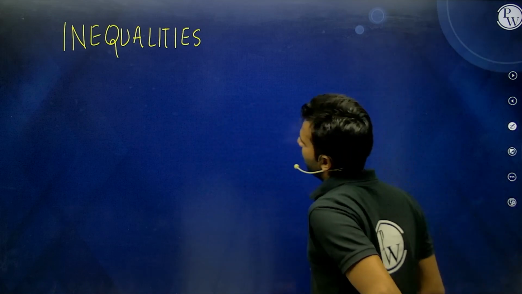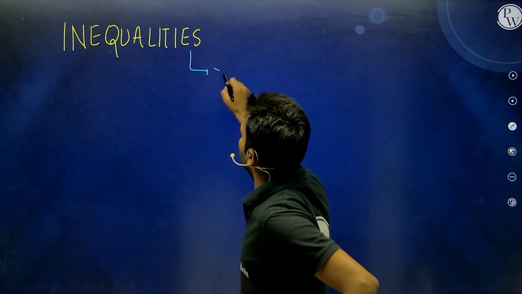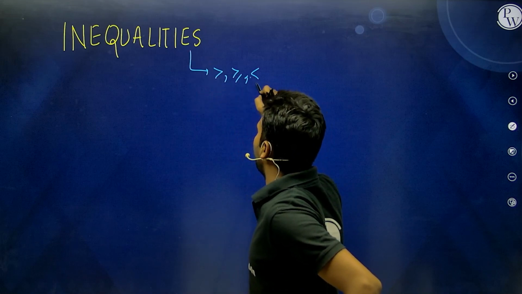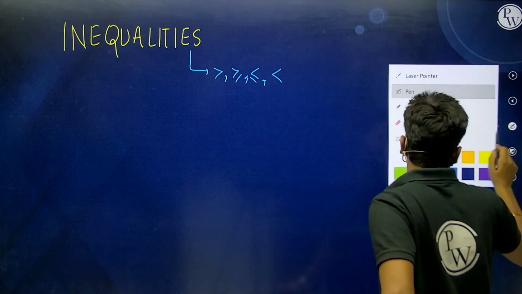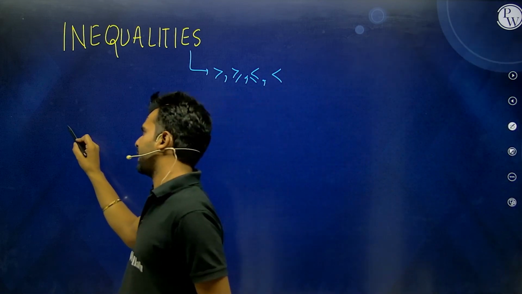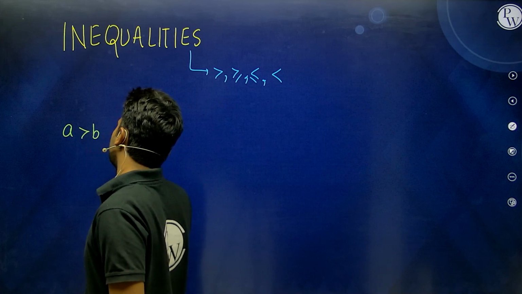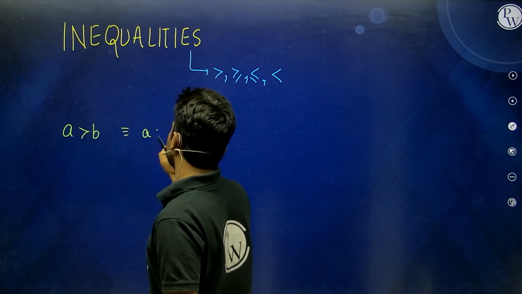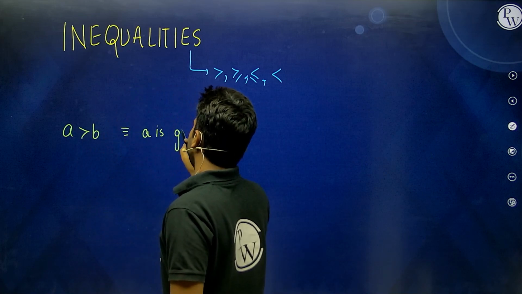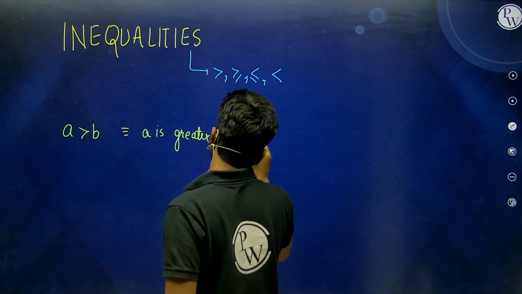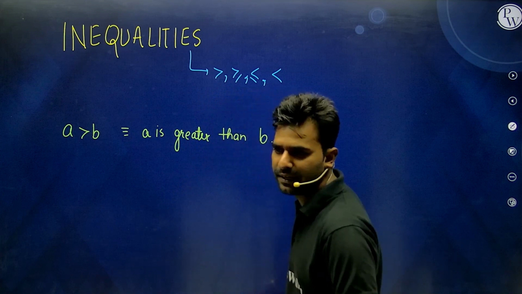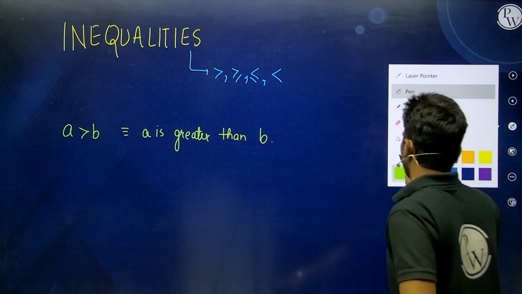Okay, moving ahead, inequalities. Inequalities have these kinds of symbols; I hope you are already aware. If I give you this statement, can you read it mathematically? A is greater than B. Yes, this is how we read this.